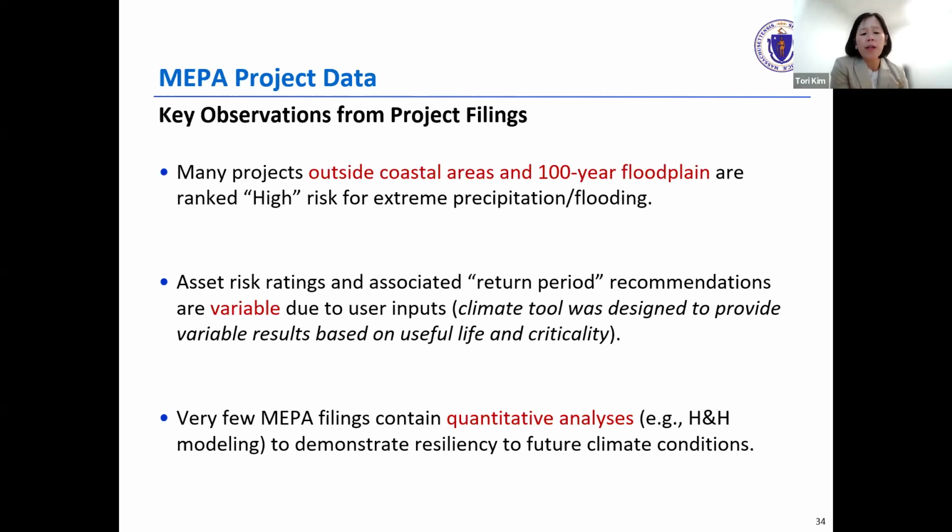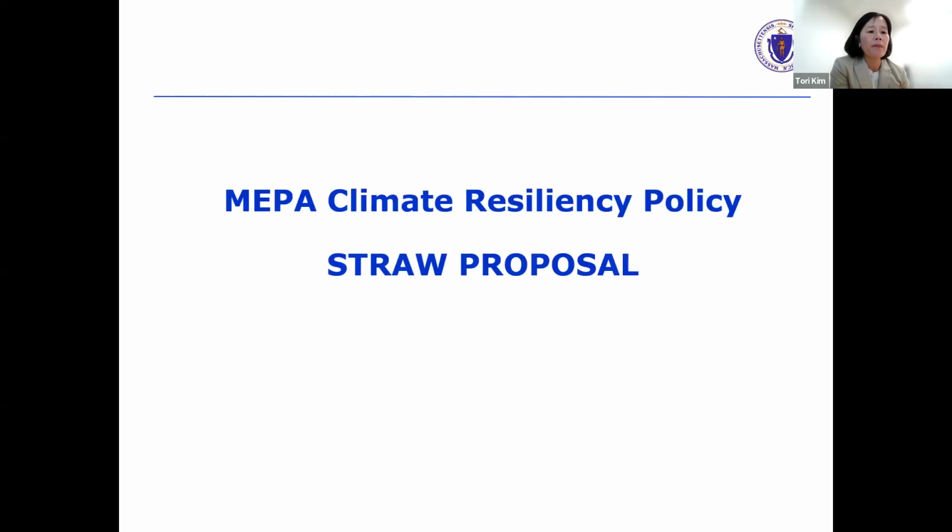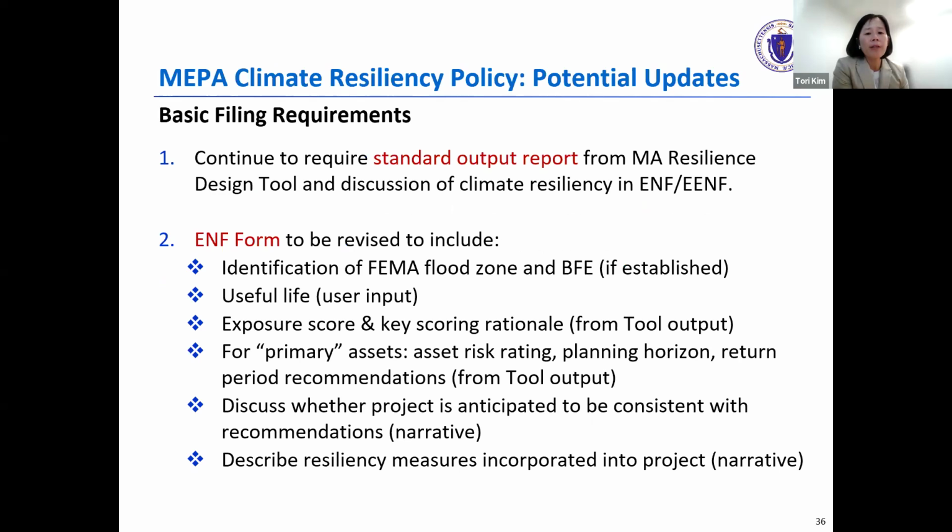And then very few filings present quantitative analysis to assess climate resiliency, such as H&H modeling to show flooding risk. Next slide. Okay, so what are we proposing in terms of updates? This is a straw proposal, as I've indicated, but next slide, please. All right, so potential updates here.